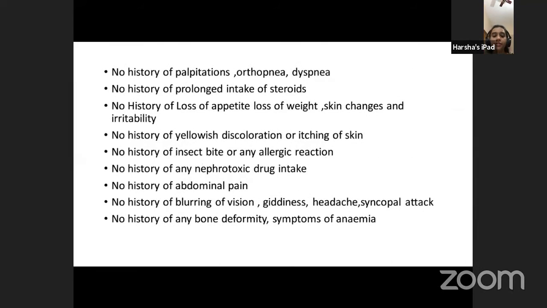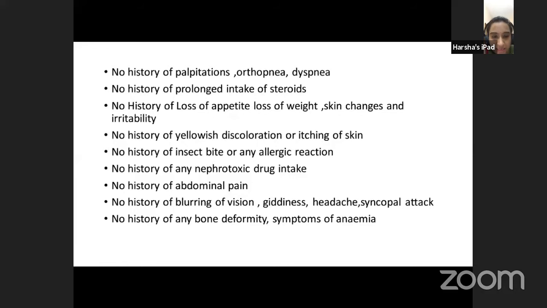Coming to the negative history, there is no history of any palpitations, orthopnea, or dyspnea. There is no history of prolonged intake of steroids. There is no history of loss of appetite, loss of weight, skin changes, and irritability. There is no history of yellowish discoloration or itching of the skin. There is no history of insect bite or any allergic reactions. No history of any nephrotoxic drug intakes. There is no history of any abdominal pain. There is no history of blurring of vision, giddiness, headache, syncopal attack. There is no history of any bone deformity or symptoms of any anemia.